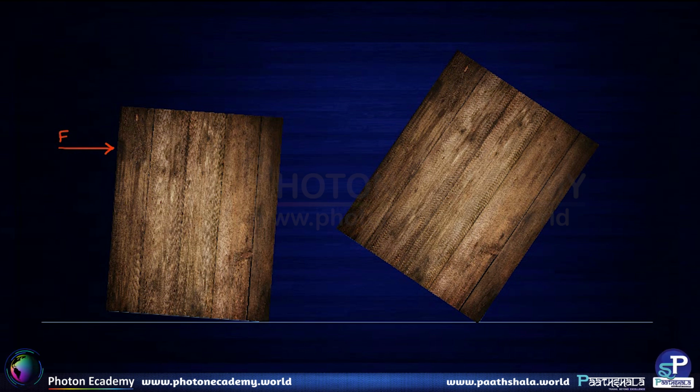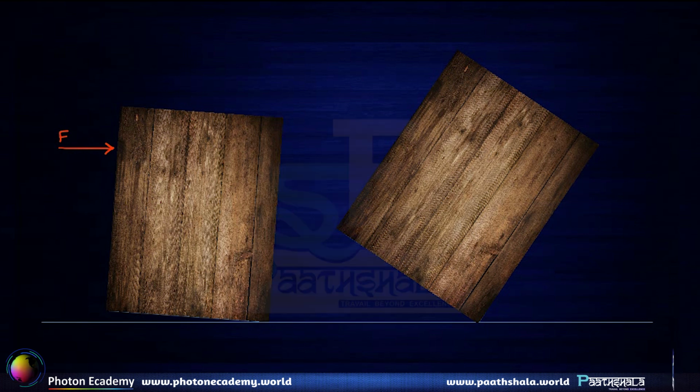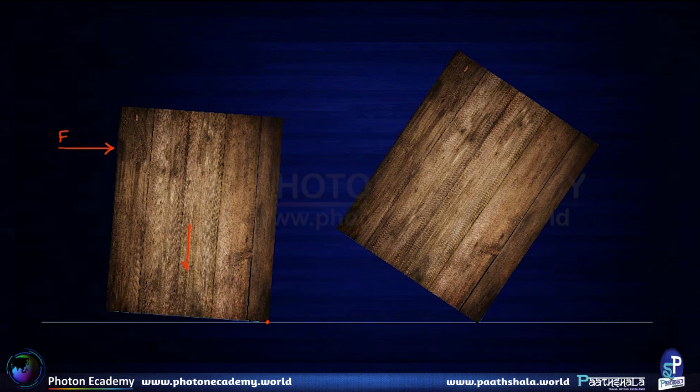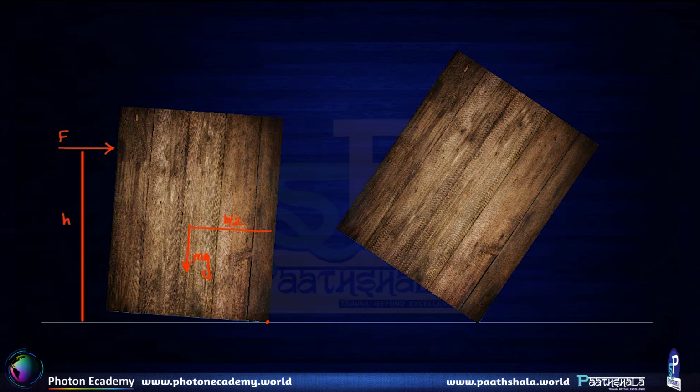Let us say the object does not topple, meaning the force F and the torque that it generates is not enough to completely topple the object about this point. Meaning, as per our previous analysis, mg into b by 2, this is the force of gravity, and this is the perpendicular distance. mg into b by 2 is greater than F into h. So this is the force F and this is the perpendicular height h. That means Fh is less than mg b by 2.